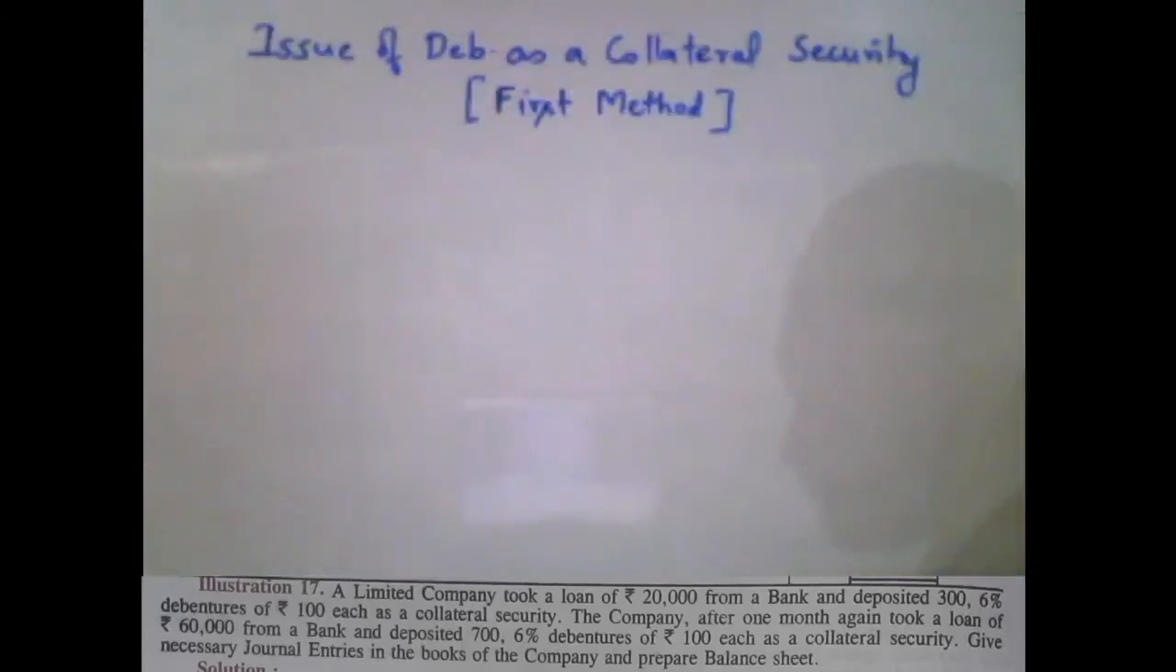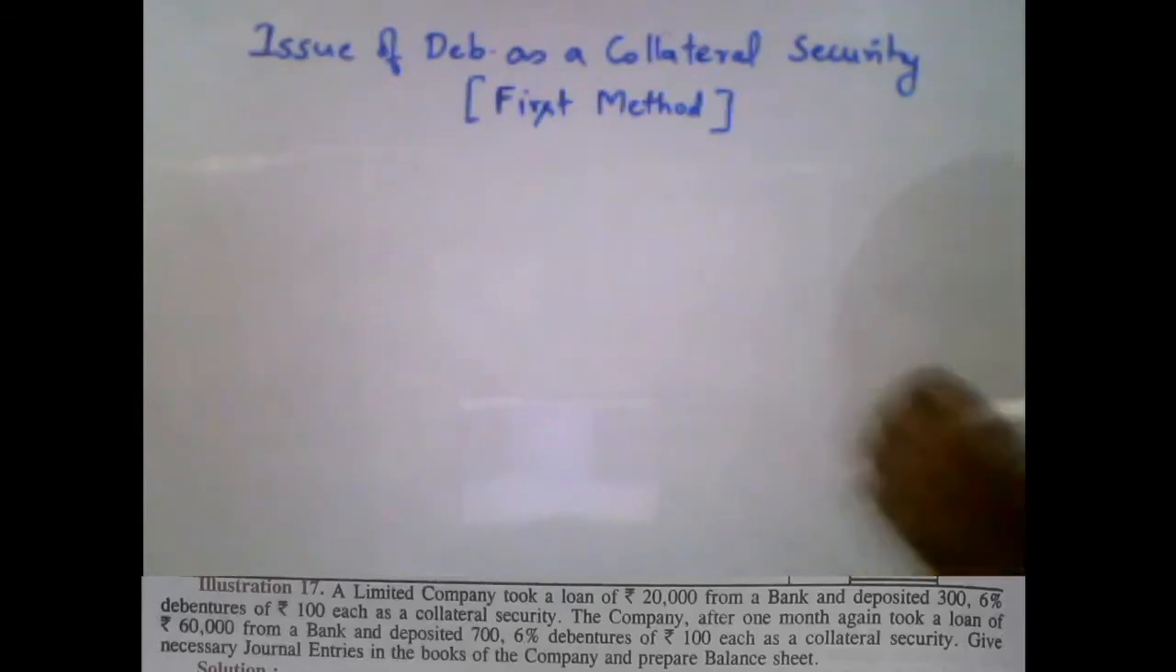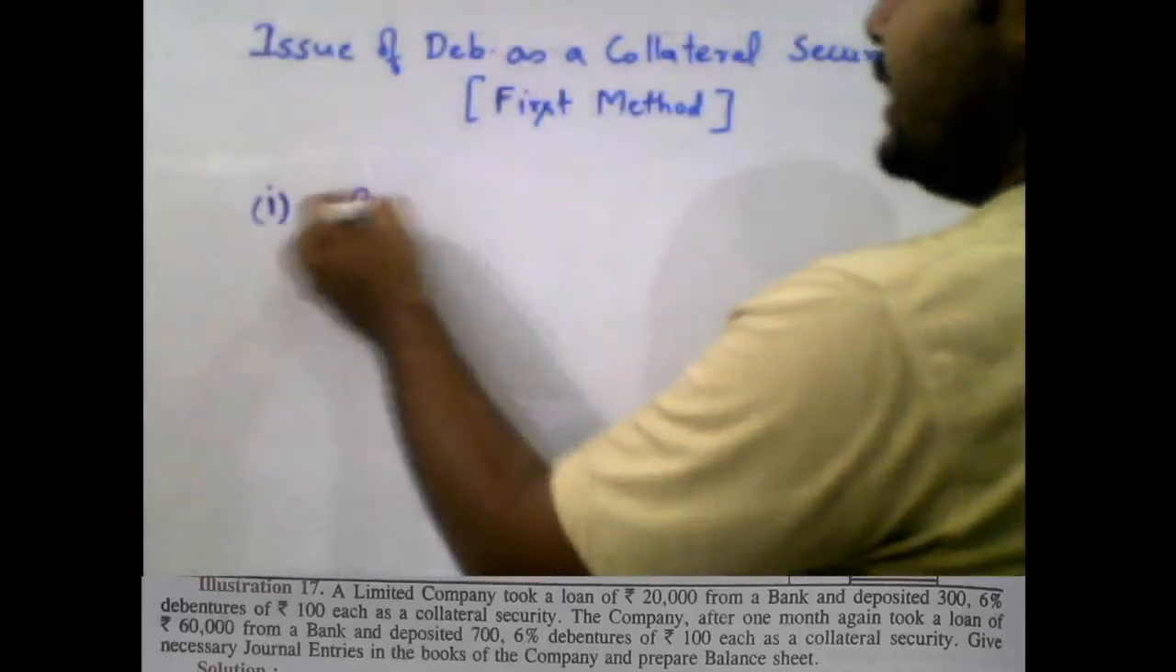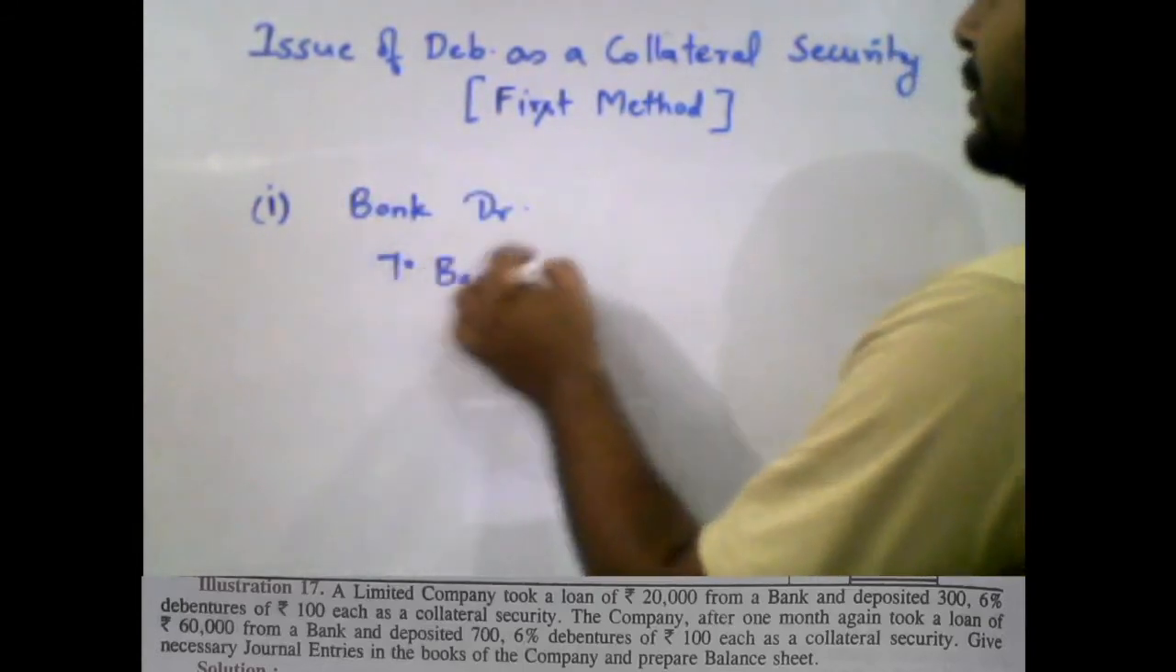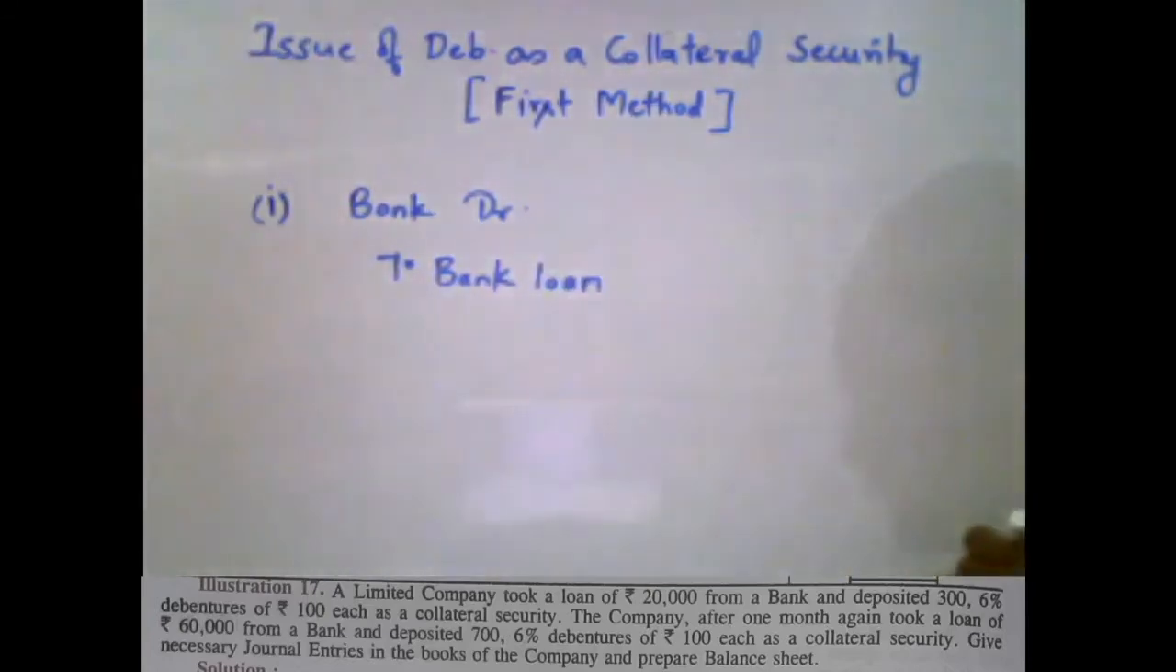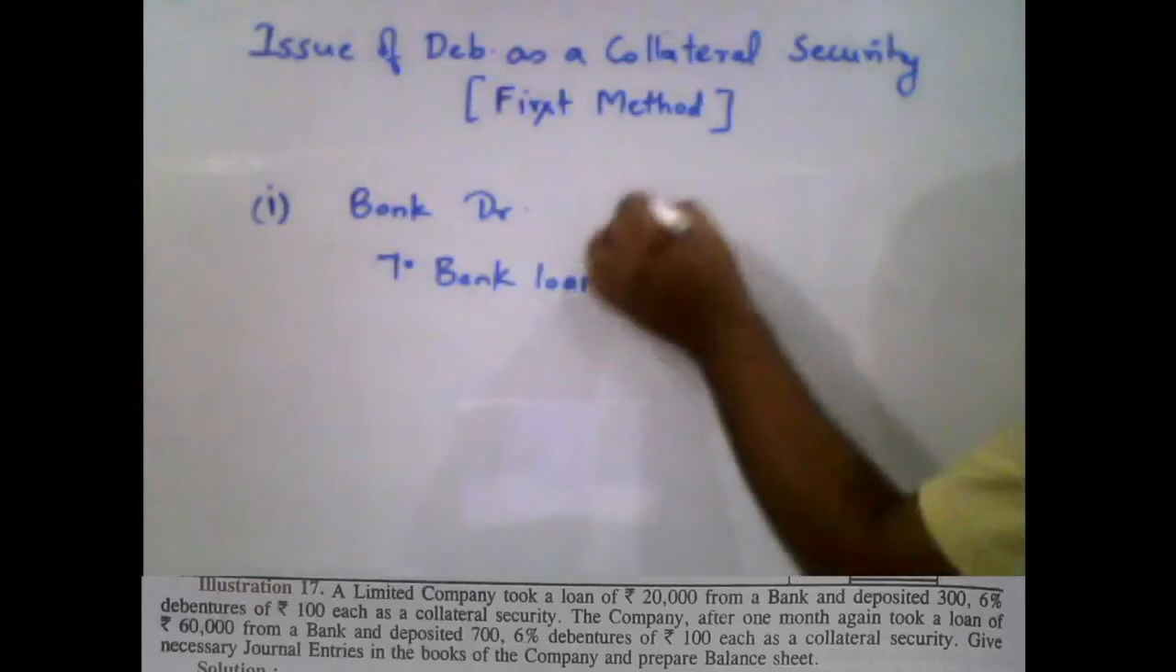So you can see that according to the question, a Limited company took a loan of rupees 20,000 from a bank and deposited 300 6% debentures of 100 each as a collateral security, and again after 1 month the company took a loan of rupees 60,000 from a bank and deposited 700 6% debentures of rupees 100 each as a collateral security. So the company took a loan 2 times, so the first journal entry will be passed as bank account debit to bank loan. And what is the amount of loan? That is 20,000.